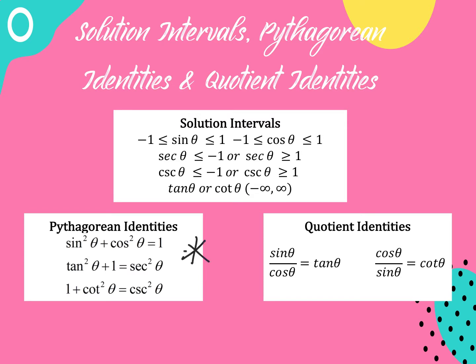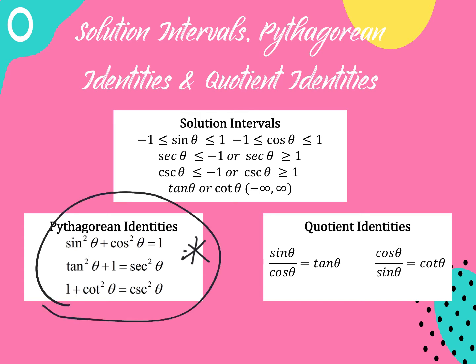Memorize these Pythagorean identities. You will have to use the Pythagorean identities on the quiz, and that's what we're going to do today. Again, the quotient identities, we're really not going to use those yet. They will be coming up. And then the solution intervals, that's what you needed to use to make sure that your answer makes sense. In the homework, you had to say possible or impossible, using the knowledge you have about the solution intervals.